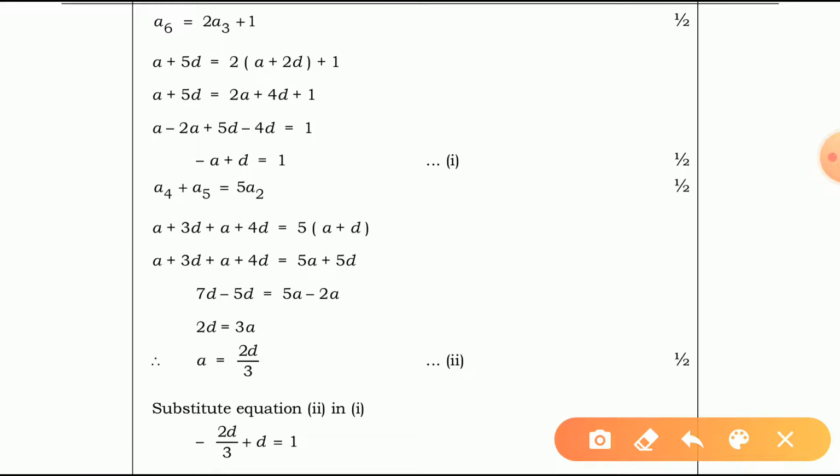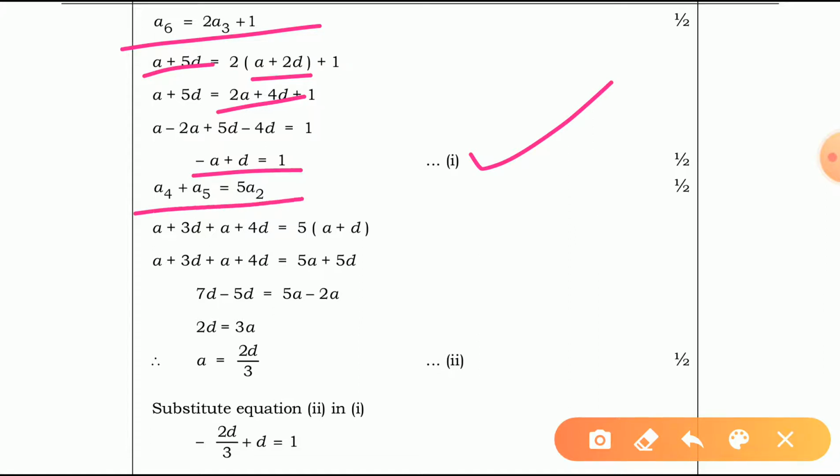According to the given information, a6 is equal to 2a3 plus 1. a6 is equal to a plus 5d, a3 is equal to a plus 2d, multiplying a plus 2d by 2 plus 1 as it is. Then these two terms are transposed to the left hand side. We get a minus a plus d is equal to 11. This is called equation number 1.